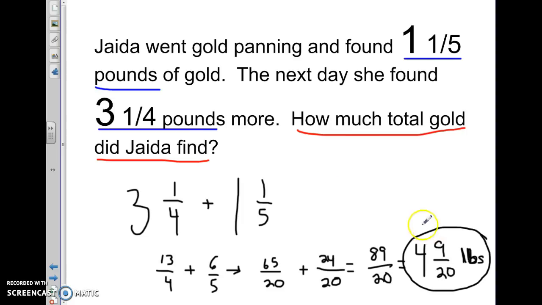If it was less than 3 1/4, then I would say, wait a minute, that doesn't make any sense because I'm adding these amounts together. So whatever total I find should be more than the larger amount, right? So anyway, this would be reasonable.